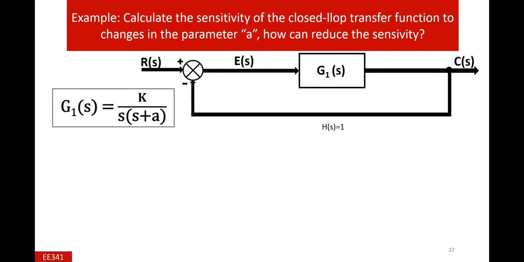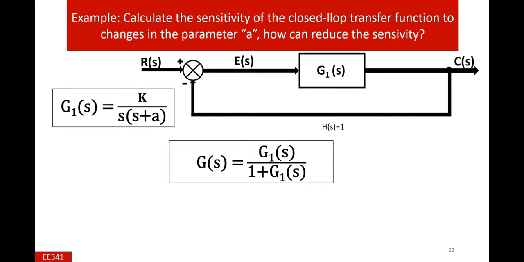And for example, we have to calculate the sensitivity in this case. We have a unity feedback closed loop system, where G1(s) is the open loop transfer function, which is equal to k by s times (s plus a), and it is unity feedback, so H(s) equals 1. We have to find the sensitivity to changes in the parameter a, and ultimately we want to find how to reduce it.